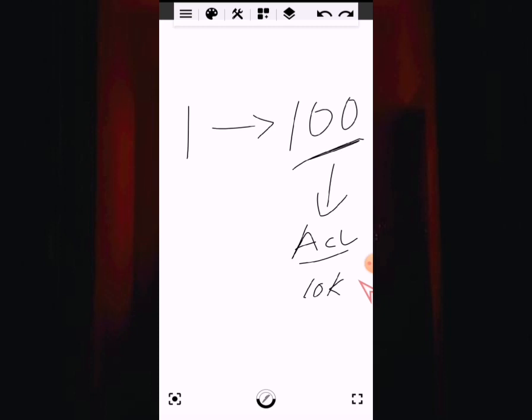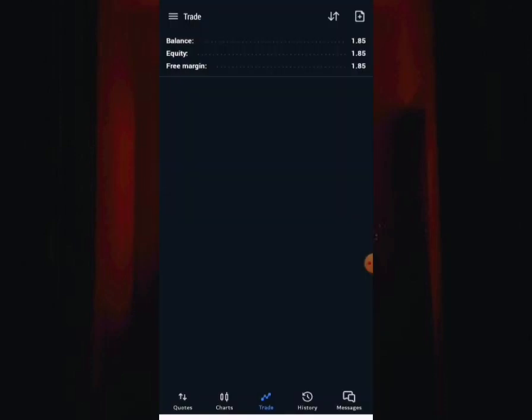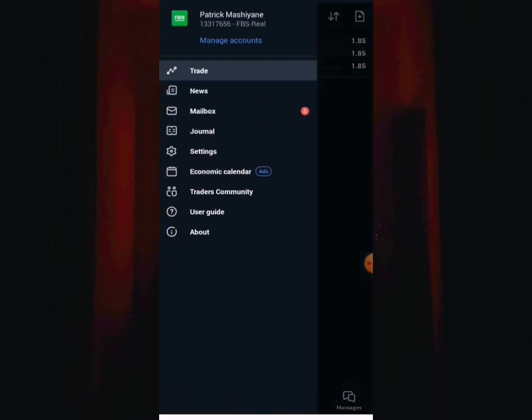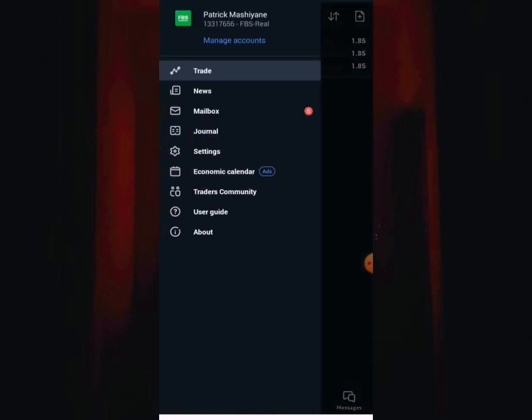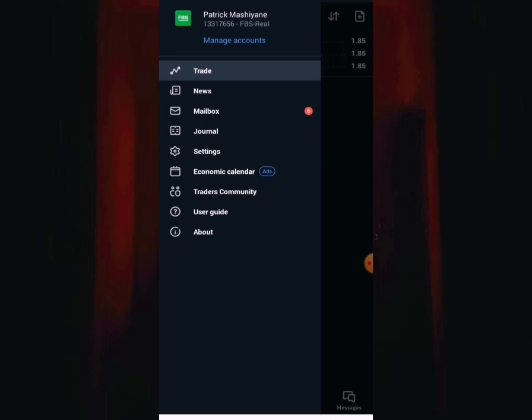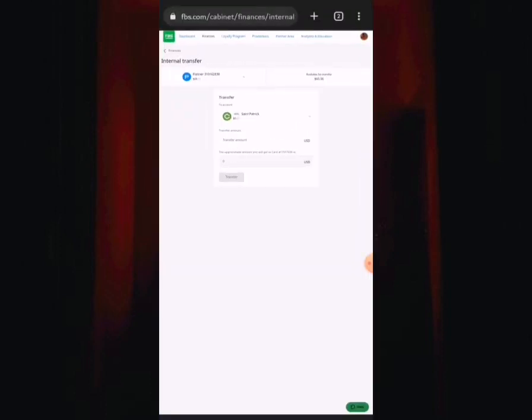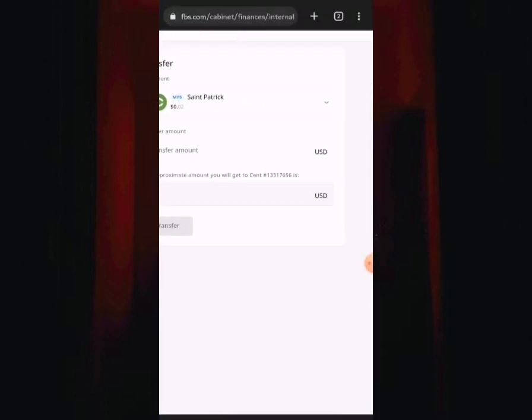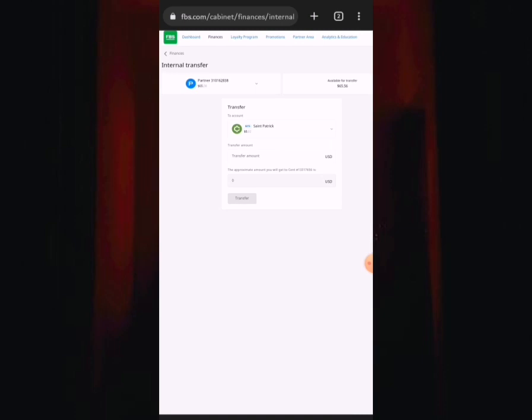Maybe just to show you how to go about doing that, let's use this account for the example. See, the balance is 1.85, okay, it's a real account. I'm going to transfer, let's say, $5. Okay, let me check the account number again. Okay, it's 13317656, it's the right account. $5, let's say, transfer. Okay, it's been transferred.